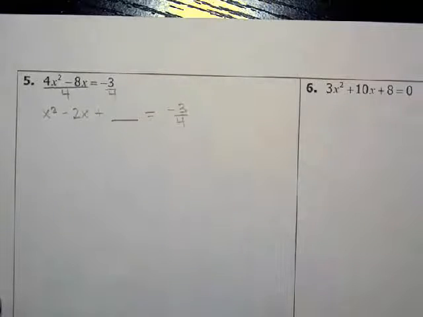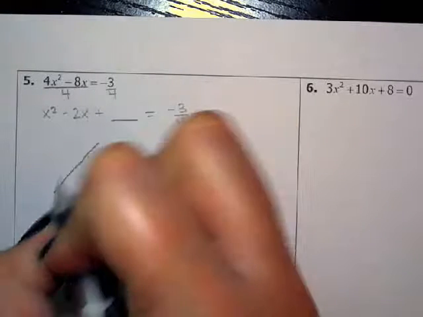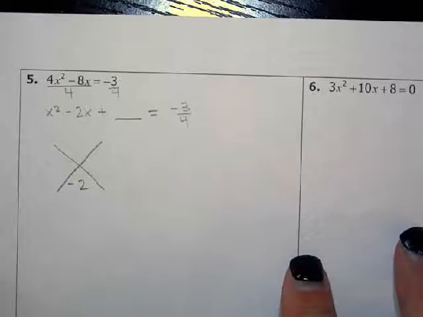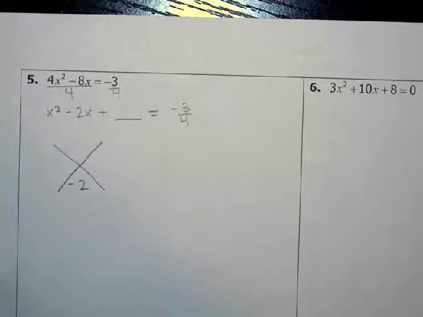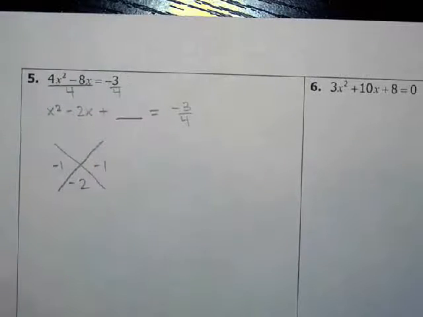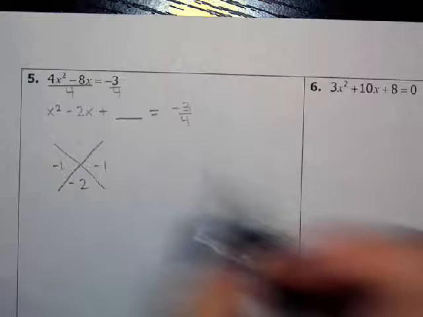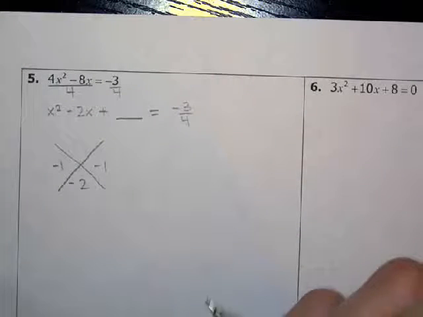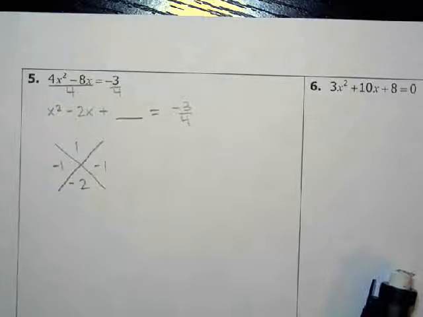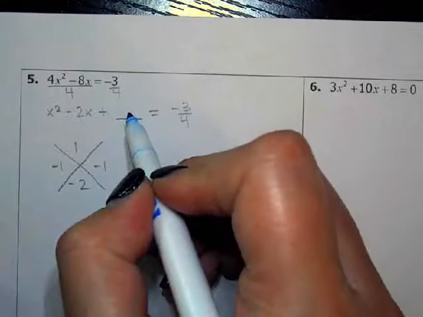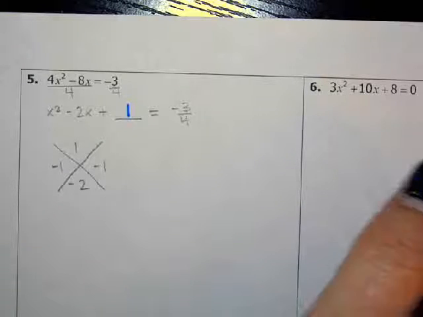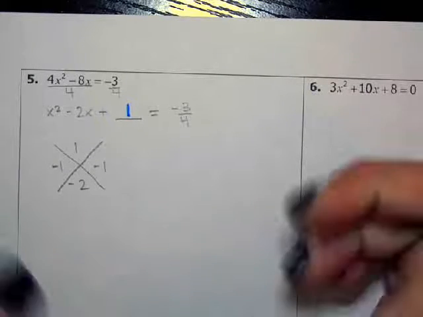Okay, negative 2. All right, what do I put here and here? Negative 1. Okay? And then what's the perfect square that goes here? 1. Okay. So I'm going to put what in the blank? 1. And now my equation is lopsided. Okay, so that one's good.